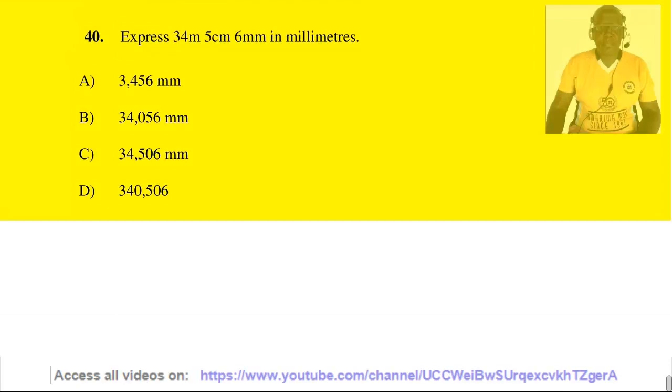Question 40. Express 34 meters, 5 centimeters, 6 millimeters in millimeters. Possible answers. A. 3,456 millimeters. B. 34,056 millimeters. C. 34,506 millimeters. D. 340,506 millimeters.